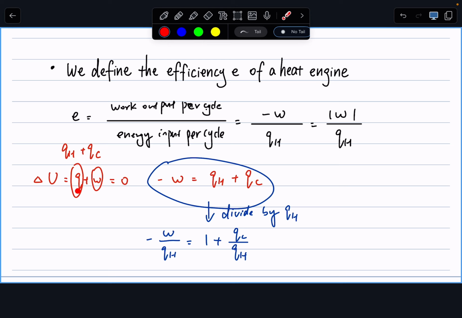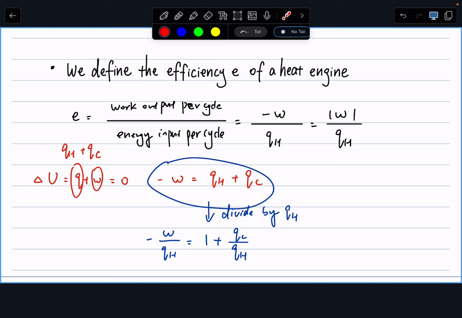Oh, this one is coming from the first law of thermodynamics. So the total delta U coming from the cyclic process must add up to be 0, right? So my total heat equals QH plus QC. And Q plus W equals 0 for delta U.